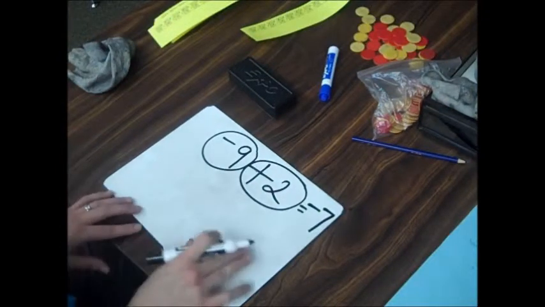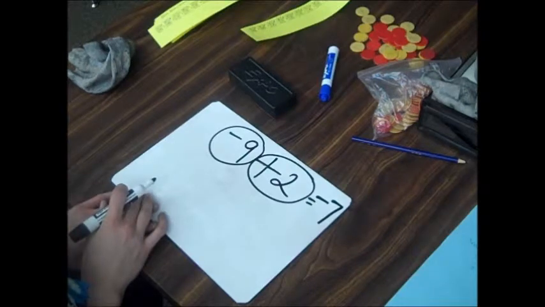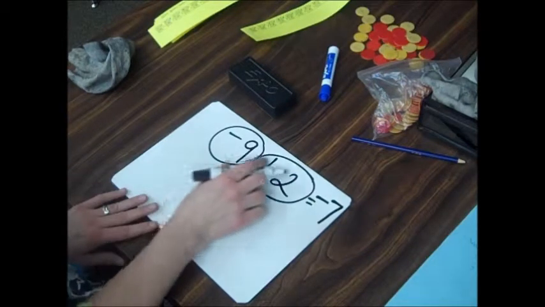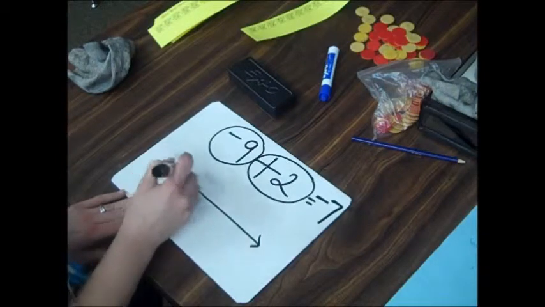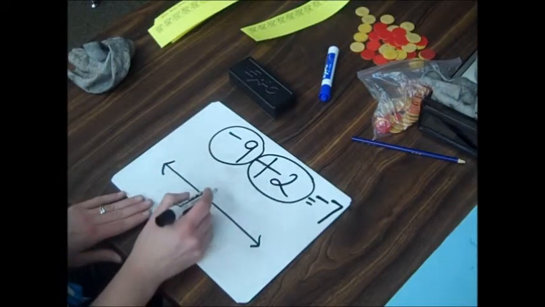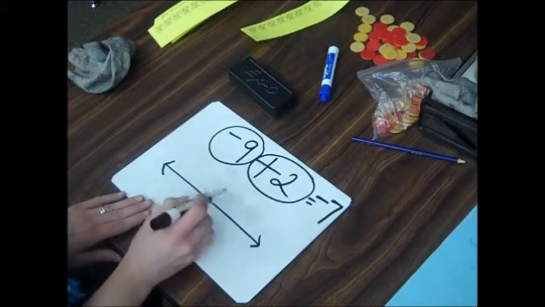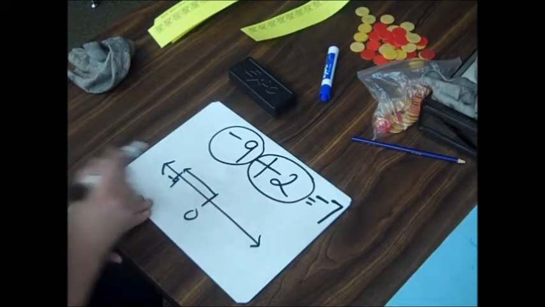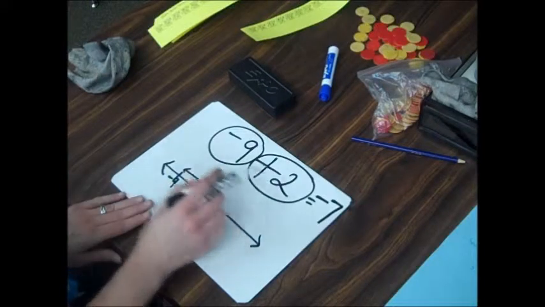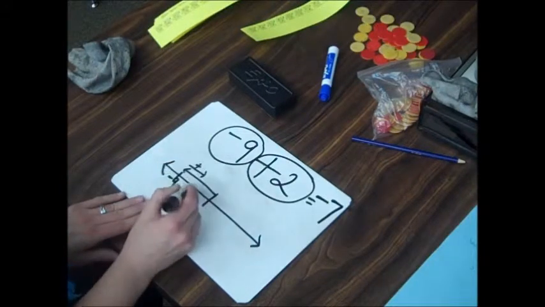When given a double negative and using the number line strategy, again, you're going to want to rewrite the problem and solve using negative 9 plus 2. On the number line, we would move 9 places to the left at negative 9, and then 2 places to the right, putting us at negative 7.